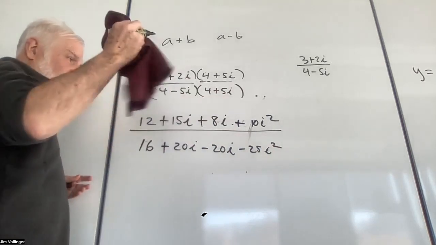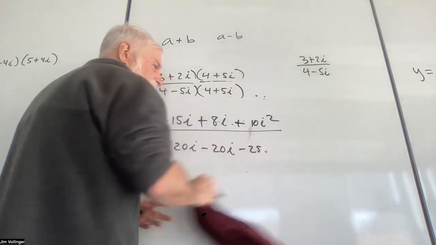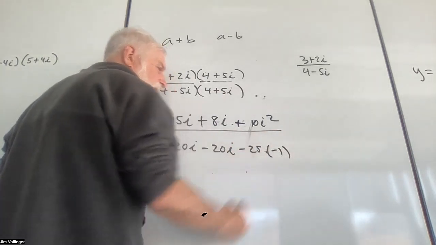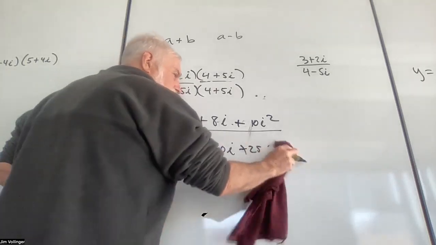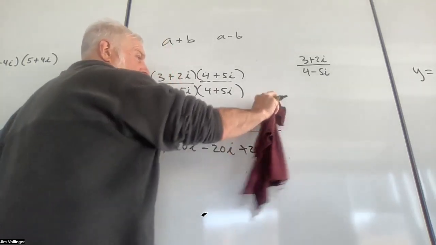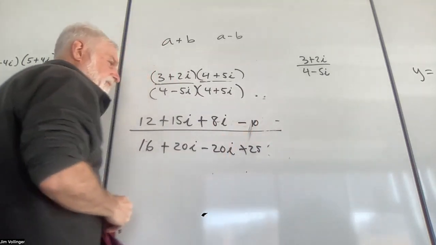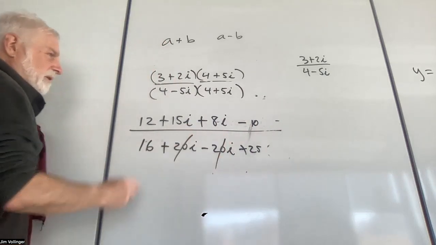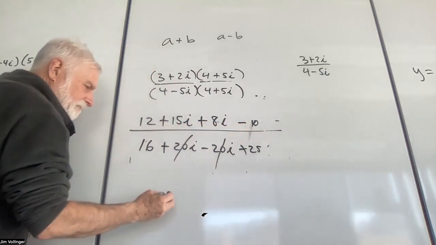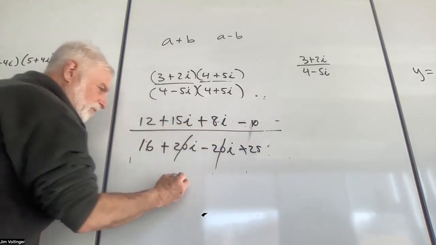All right, I'm going to use the eraser now. What happens with i squared? It's -1. And when you multiply something by -1, the sign of the coefficient changes. Same thing here. i squared is what? -1. So the sign changes to -10. Now we're ready for our final answer because the middle terms cancel. 12 minus 10, 2. 15 plus 8, 23i.